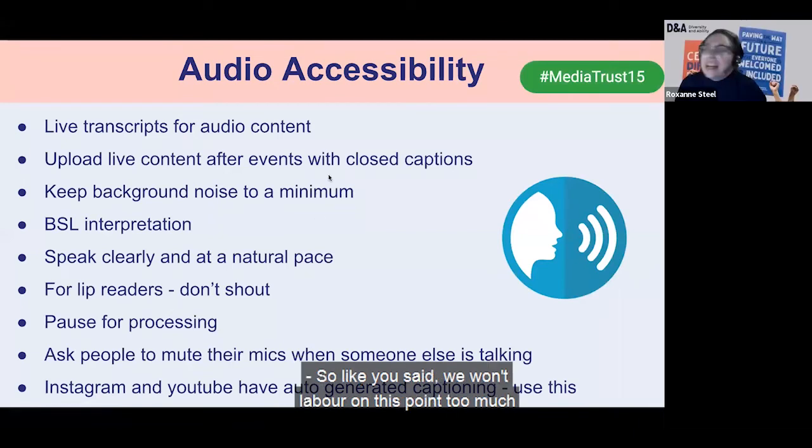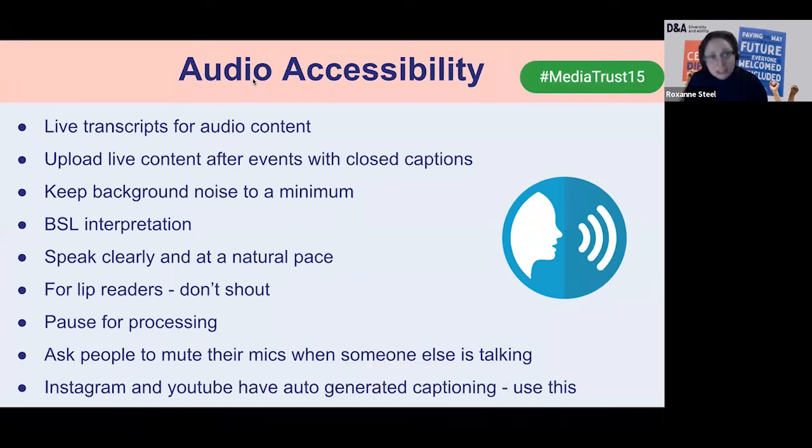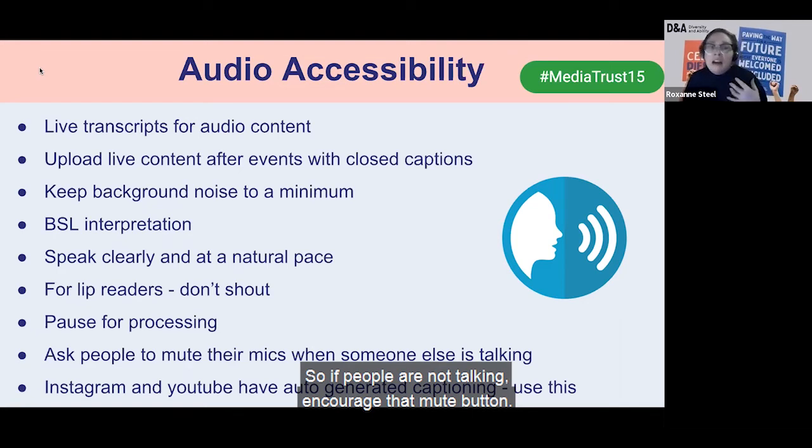So like you said, we won't labour on this point too much, as it sounds like you guys have got a good grasp. So allow for live transcripts for all audio content when giving a live kind of talk. Always try and record that and be able to upload it after the event with closed captions. Keep background noise to a minimum, so if people are not talking, encourage that mute button.